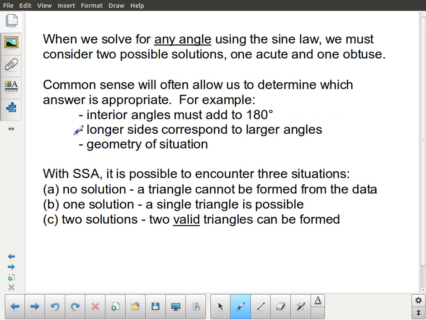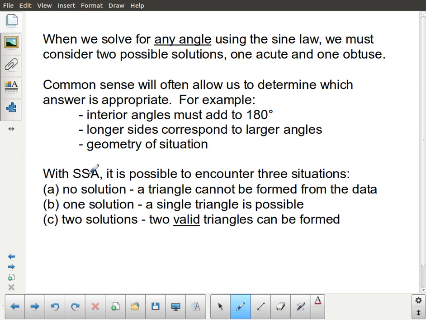We've talked about the fact that longer sides correspond to larger angles. So that means the side across from an angle, you're going to have a long side across from a large angle, you're going to have a small side across from a small angle. And just the general geometry of a situation might even give you some clues.